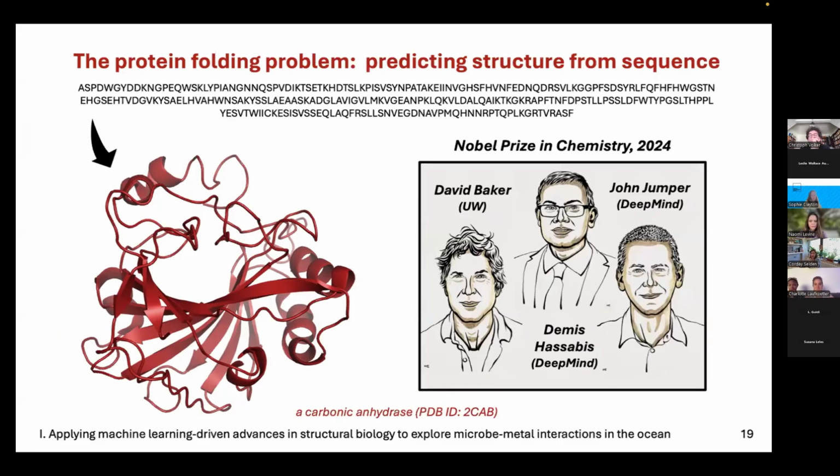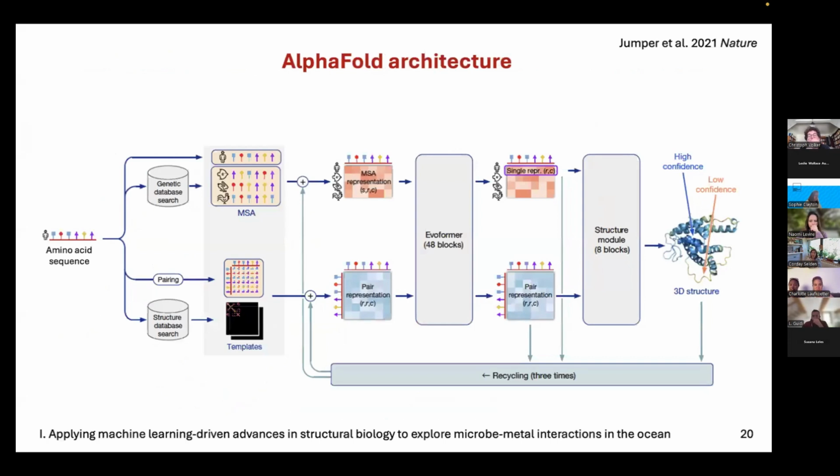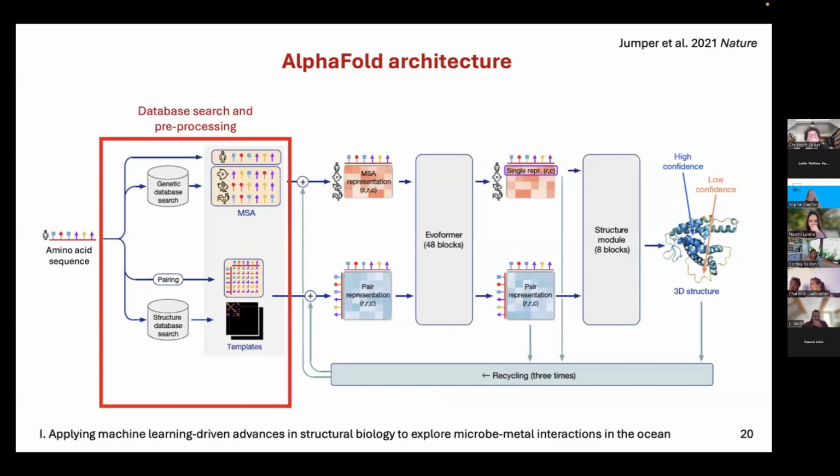And this was by an AI algorithm called AlphaFold, which was developed by Google's DeepMind group based on foundational work from David Baker's lab at UW. And in fact, David Baker took 50% of the Nobel Prize. Now, the AlphaFold architecture is pretty complex. In brief, it's composed of 3 discrete functions.